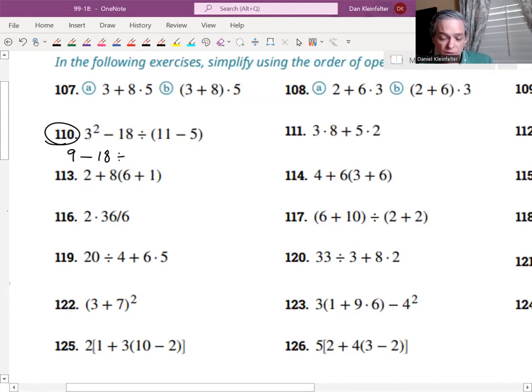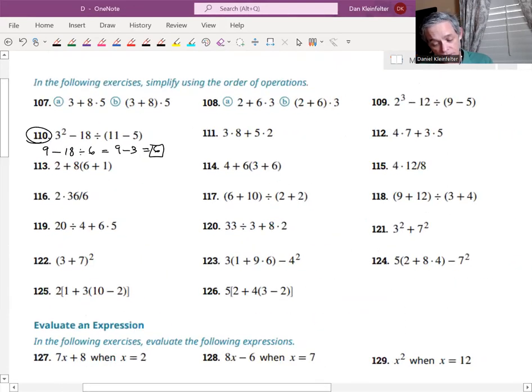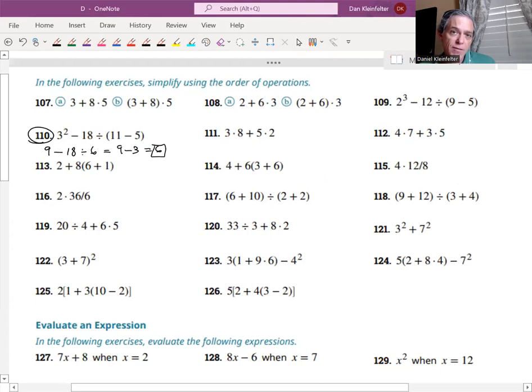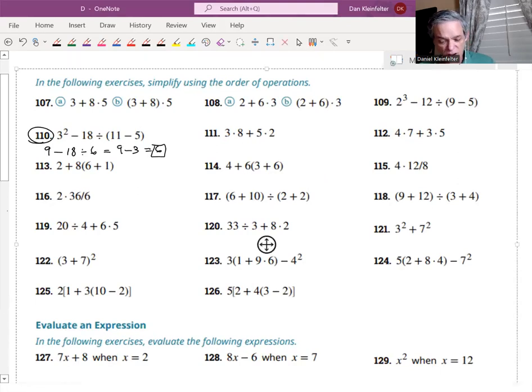So 11 minus 5, we'll do that part in parentheses. Next, get 6. So we have 9 minus 18 divided by 6. Division will come before subtraction. 18 divided by 6 is 3. So we'll have 9 minus 3, 6 for that. Let's see what else will be fun. Usually even and odd problems in math books are paired, so 109 is basically the same question.